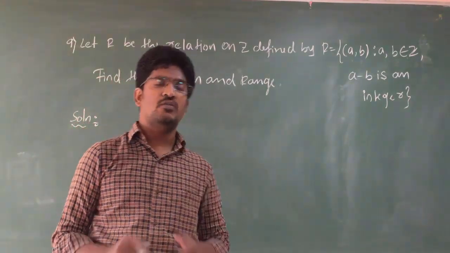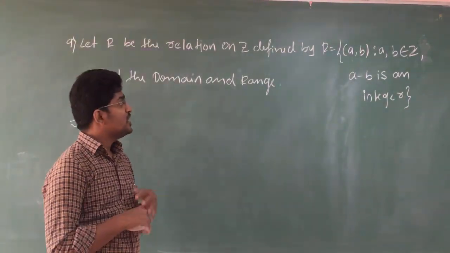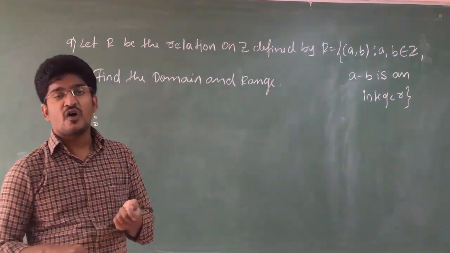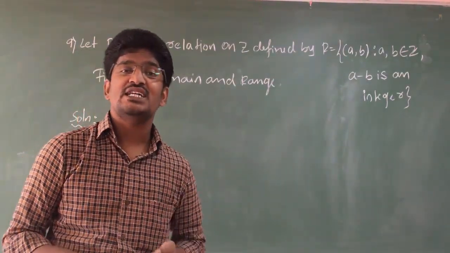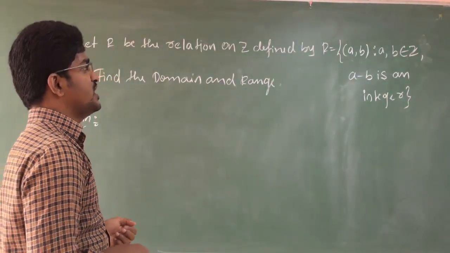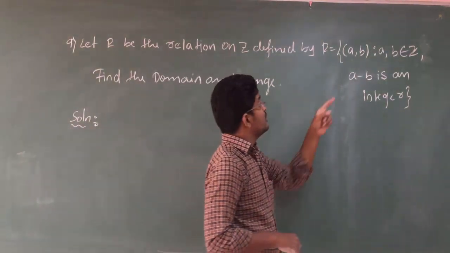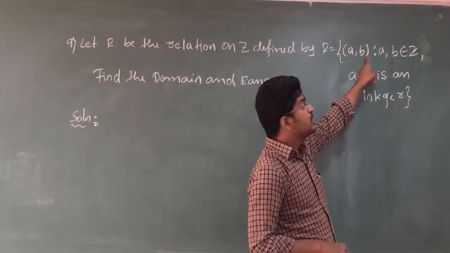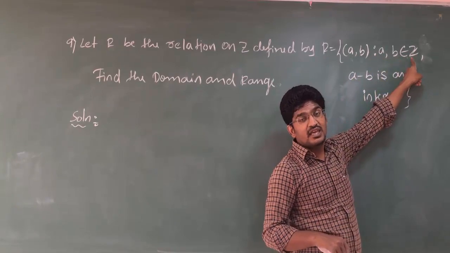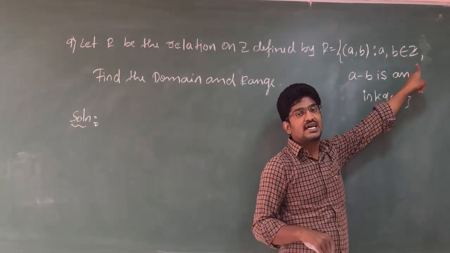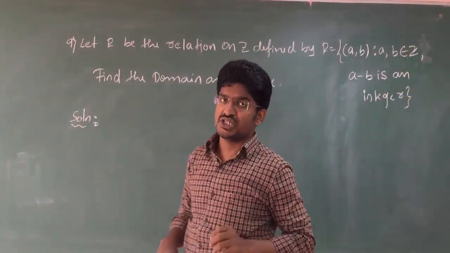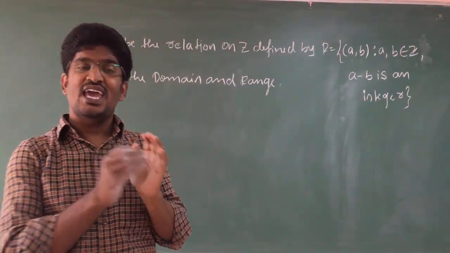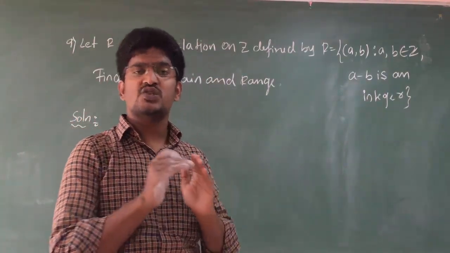but if I go on writing it in roster form here, it will be an infinite set. Why will it be an infinite set? Please see here. A, B belongs to Z. Z means integers. So A is also an integer, B is also an integer.